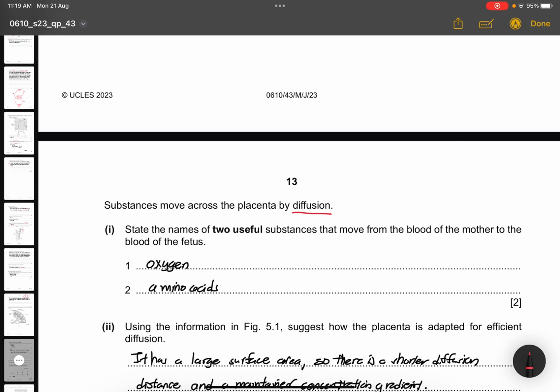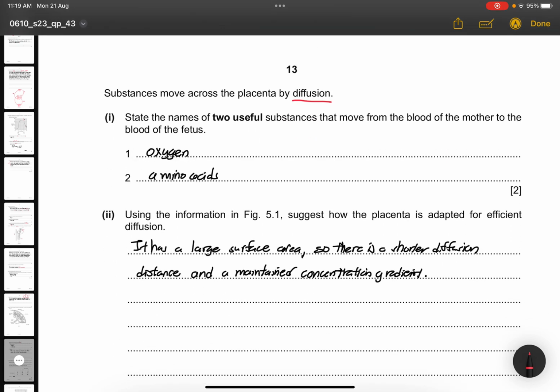So it all has to be things that are useful for the baby's development, which is oxygen and amino acids. Okay, there's also more, could be glucose, could be salts, everything.